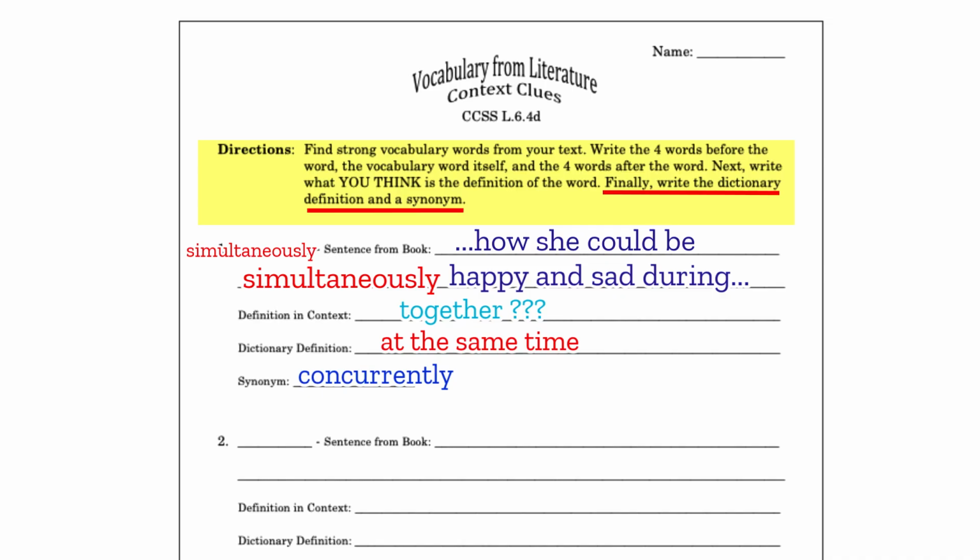And I let them give themselves a score. So they could put a 4 if they nailed it. They really got exactly what the word meant. They could put a 3 if they got pretty close, but it was pretty good. Then they could give themselves a 2 if they really weren't that close. And they could even give themselves a 1 if they were just purely guessing. That helps them be mindful, and it gives them something to shoot for.